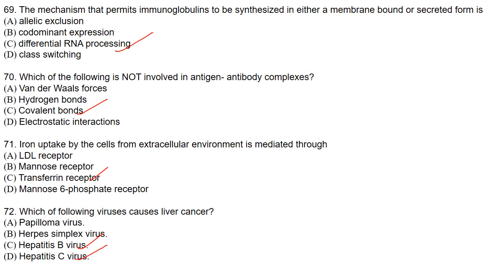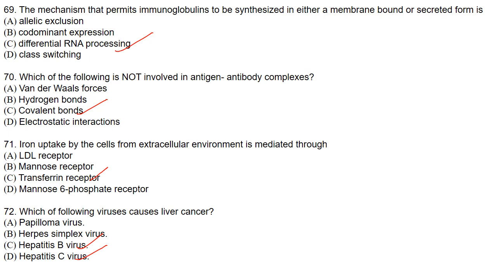If the transcript is cleaved and polyadenylated at the mu-S poly-A site, mu-S mRNA is produced. If it is spliced between C-mu4 and M1 splice junction, mu-M, that is the membrane bound mRNA, is produced. So the answer here is differential RNA processing. Answer is option C. The next one, which of the following is not involved in antigen-antibody complexes? So covalent bonds are not involved, they are very strong bonds. So answer is option C.